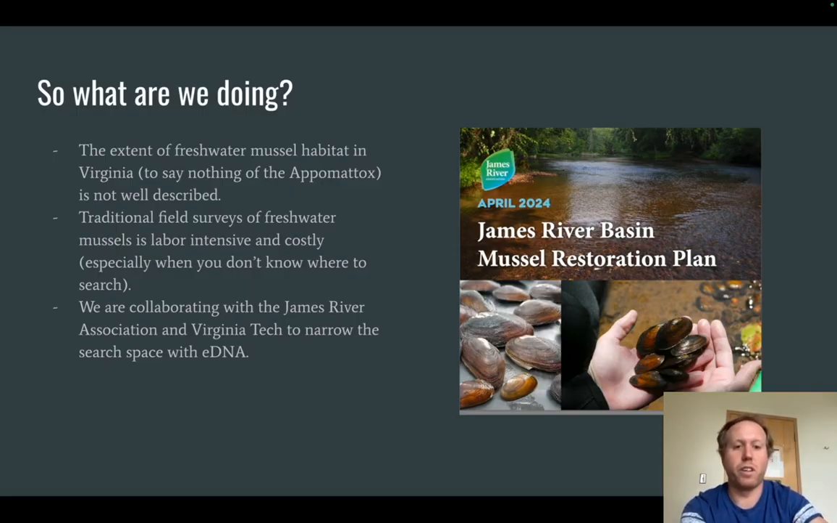That's what we're working on in my lab at Longwood, and we're collaborating with the James River Association and Virginia Tech to narrow the search space with eDNA for a bunch of different mussel species within the James River watershed. I should say that some of these environments are better understood in the James River itself, but the Appomattox is nearly unexplored as far as where the habitats for freshwater mussels are in this watershed.